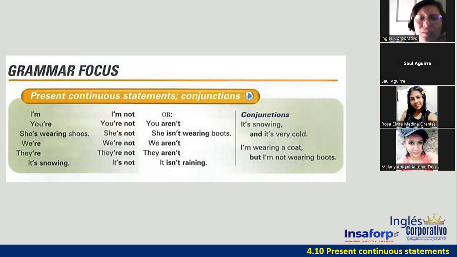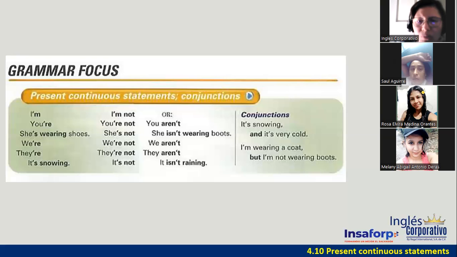A conjunction is a joining word. We use conjunctions to join two words, two phrases, or two clauses together to make a long sentence, ¿verdad? Entonces es para unir dos palabras, dos frases, dos cláusulas, ¿verdad? Para que podamos pues sacar una oración un poco más larga, ¿verdad? Entonces, those are conjunctions.